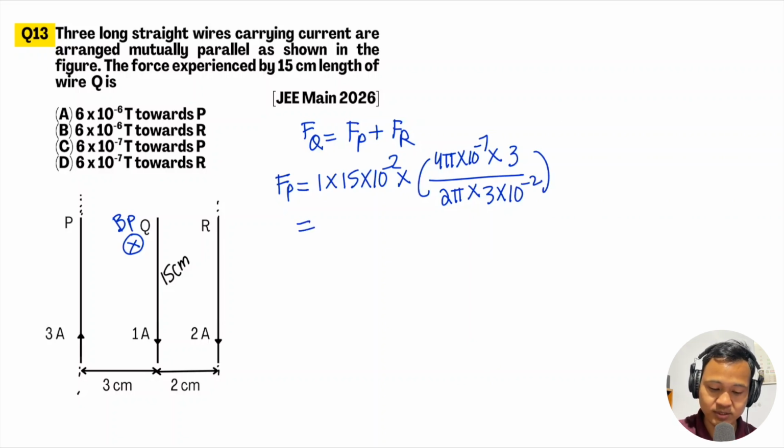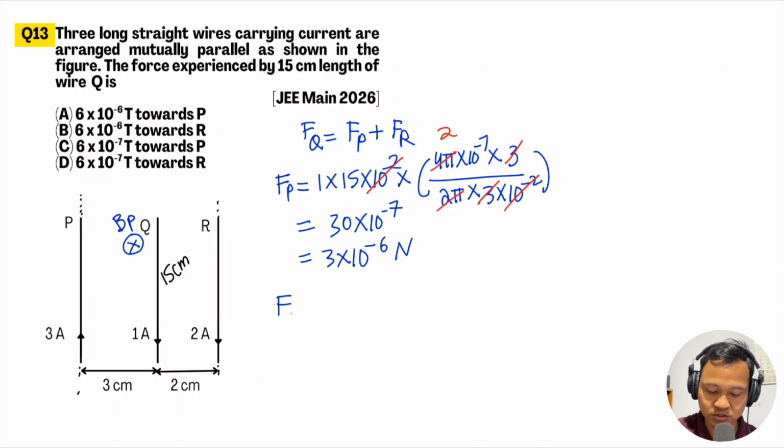So you solve this one. 2 and 4, 3 gets cancelled out. 10 power 2 gets cancelled out. So 15 into 2, 30 into 10 power minus 7. So that is 3 into 10 power minus 6 Newton.